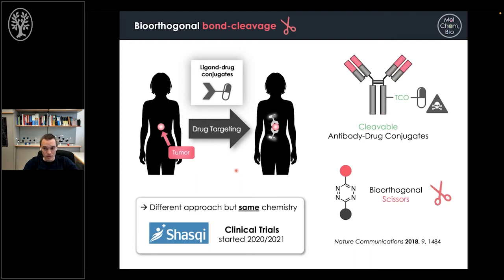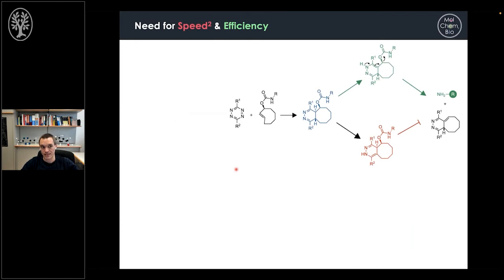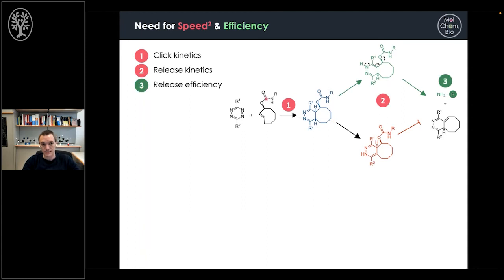So the problem with click-to-release chemistry is there is even more need for speed and efficiency, right? In the field of click chemistry, we are used to saying, okay, we have A and B and it's complete conversion and everything is fine. So in this case, it's not only the click kinetics, so these two compounds need to react with each other, otherwise nothing happens at all. But following the initial click reaction, of course, the release kinetics play a crucial role. And as you will see, the overall yield of this process, at least in the beginning, was far away from being 100%. So the cleavage yield or the release efficiency is an important parameter, and of course also bioorthogonality.